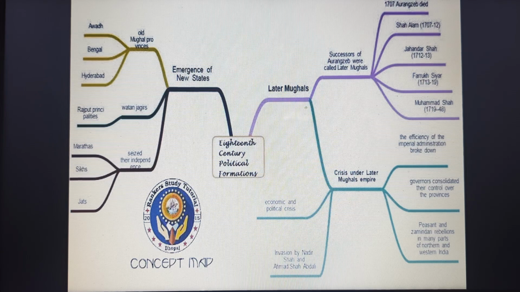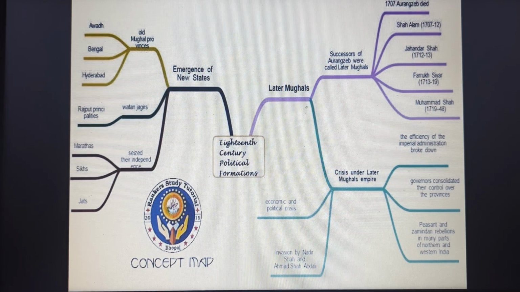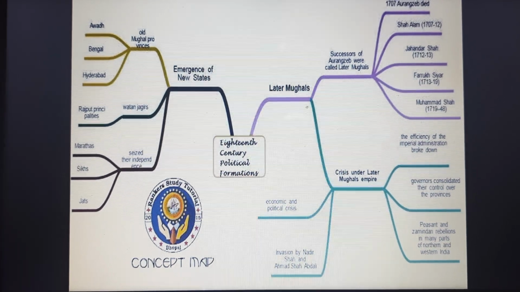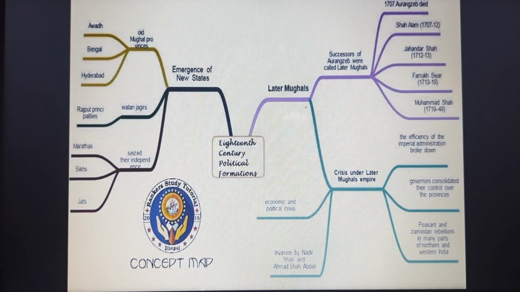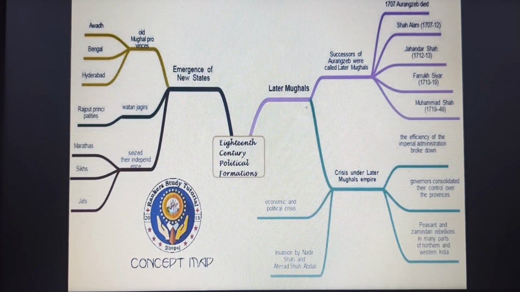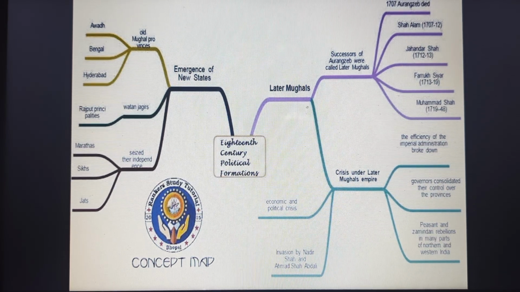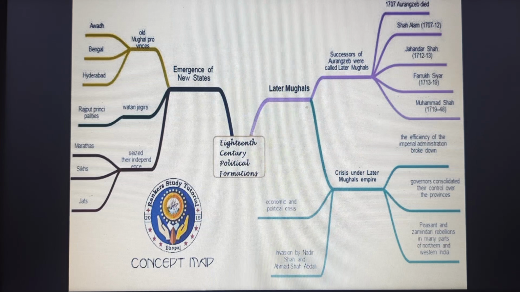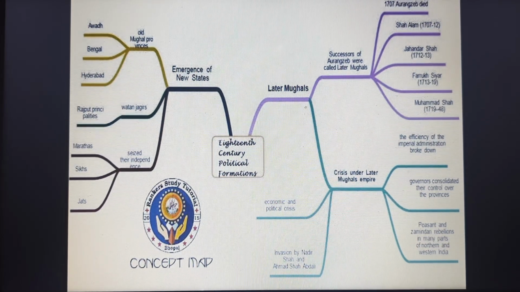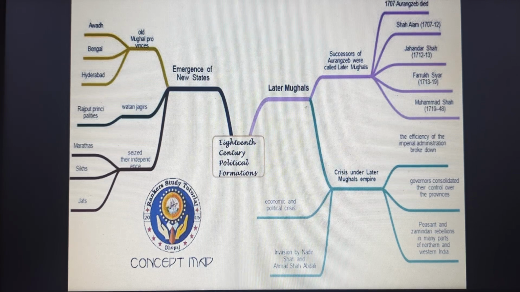Emergence of new states. Three new states emerged from old Mughal provinces: Awadh, Bengal and Hyderabad, which we have read in detail. Next are the Watan Jagirs, which were Rajput principalities that had been getting some benefits since the time of Akbar. And third is those who seized their independence, means the Marathas, Sikhs and Jats, who declared themselves independent and were no more following the Mughal rulers. So these are all the things you need to study, and this completes your chapter.